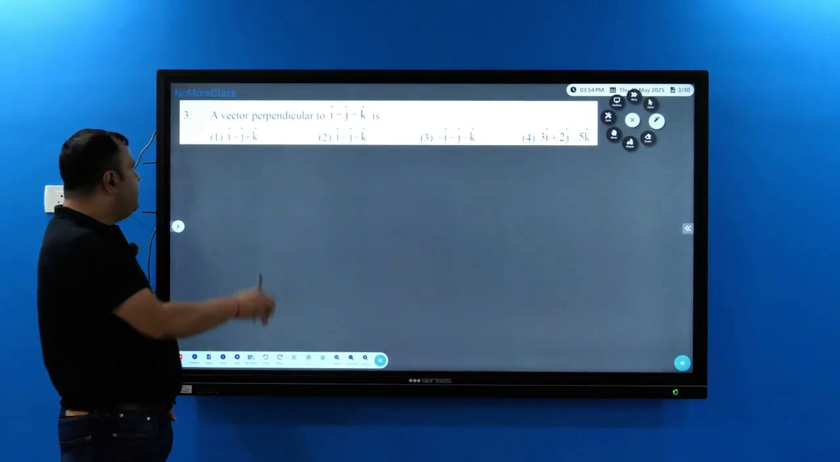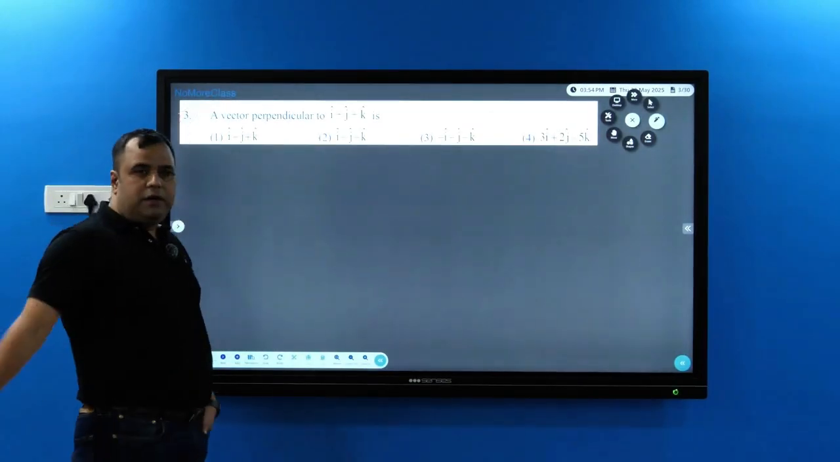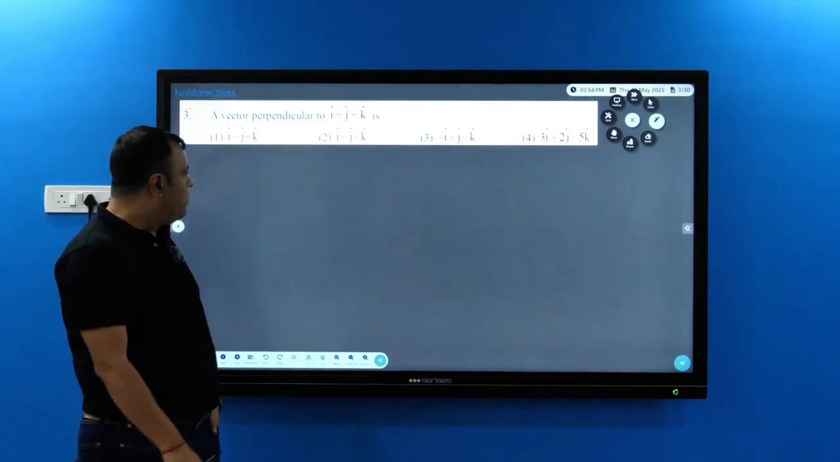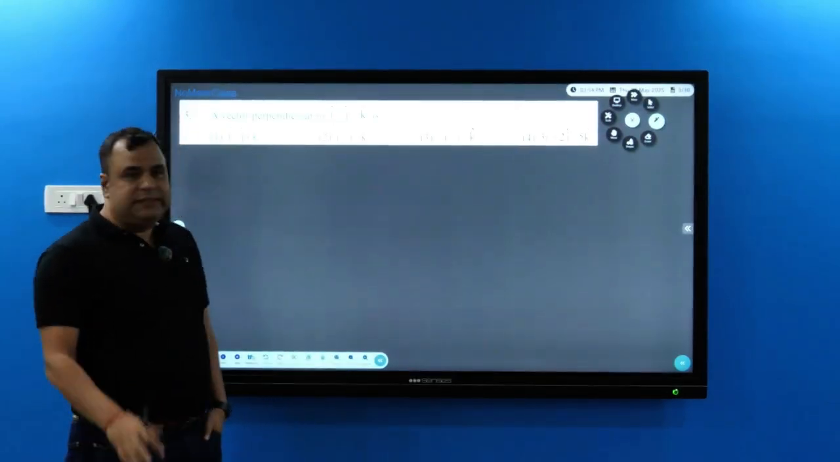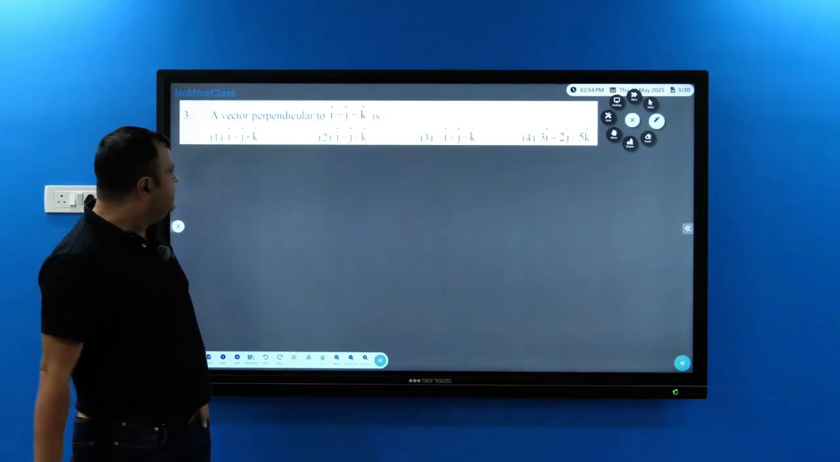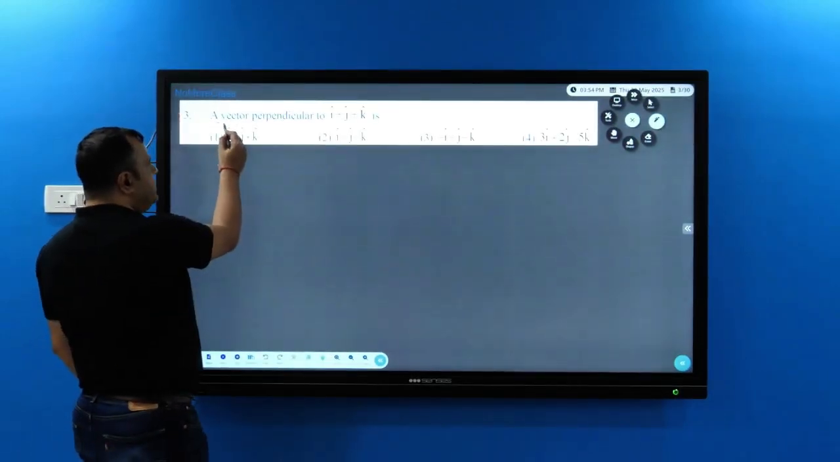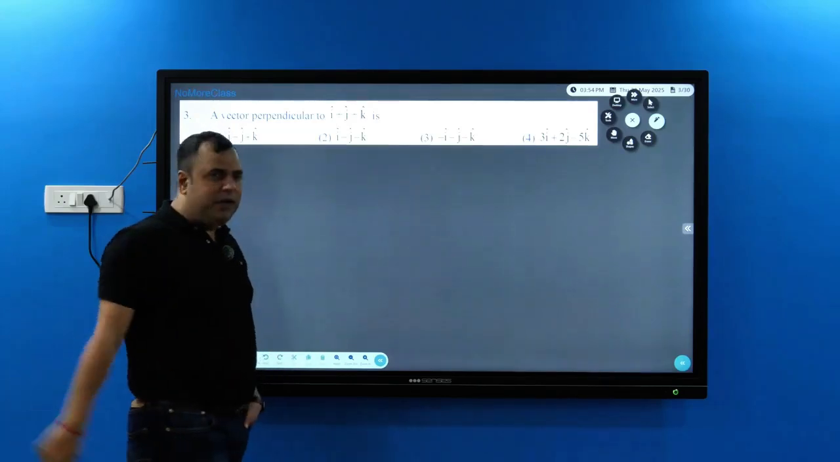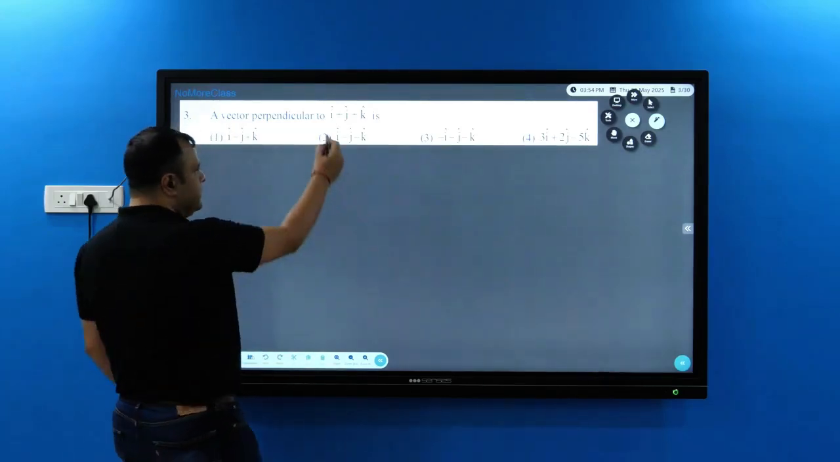Now we will be solving question number 3 from the vectors chapter exercise. According to the question, they are asking which vector among the 4 is perpendicular to this.